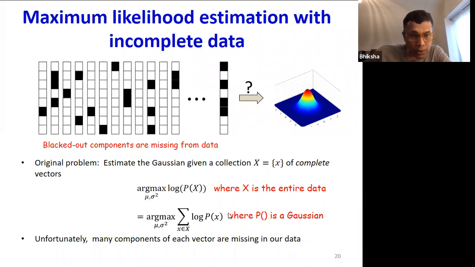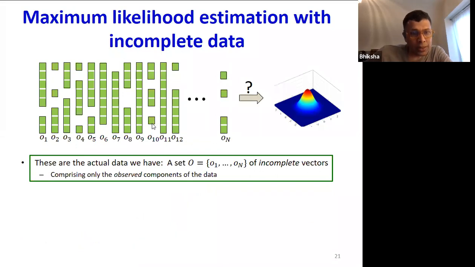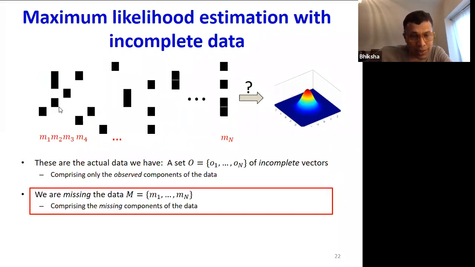And this we know how to solve. The problem is we cannot compute log of p of x because x, which is this complete vector, has many components missing. By missing, I don't mean their values are 0. I mean we don't know what their values are. They could be anything, right? So here's the situation. These are the data that we actually have. The green components, those are the ones that are provided to us. And these are the data that are missing, right?